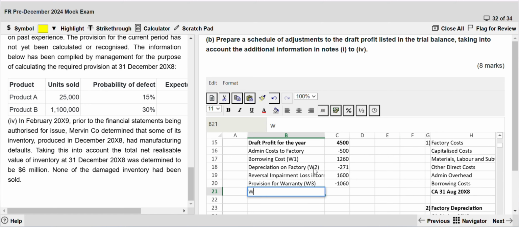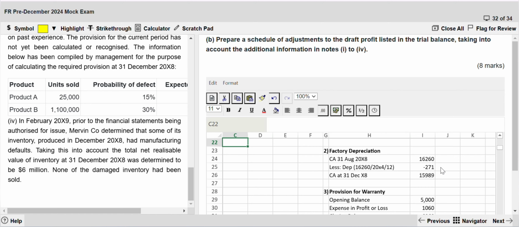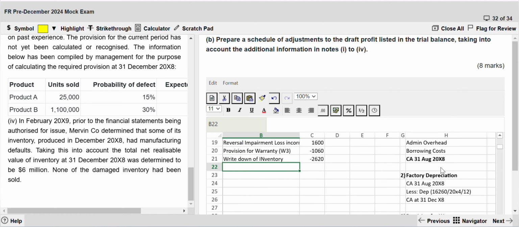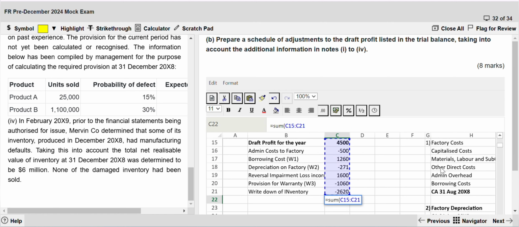NRV write down of inventory, 2620. So what is the total net amount that comes? 2909 will be the profit for the year.